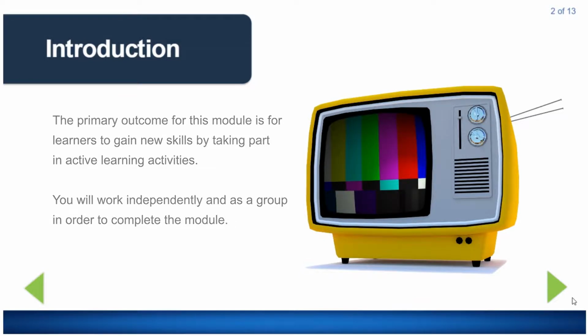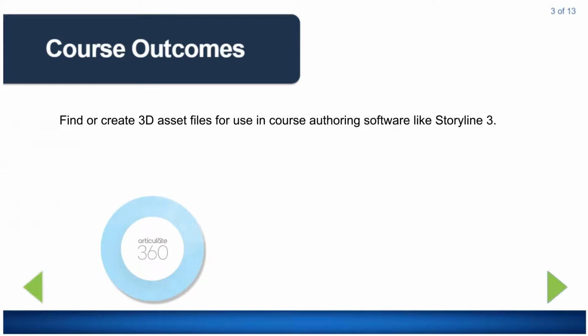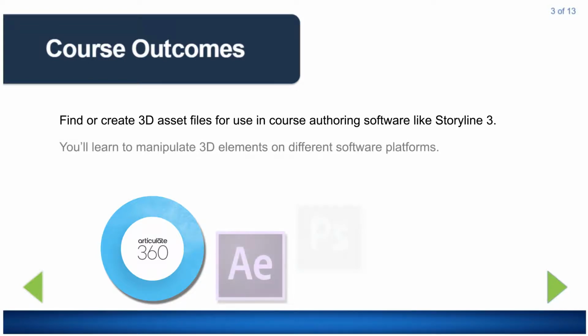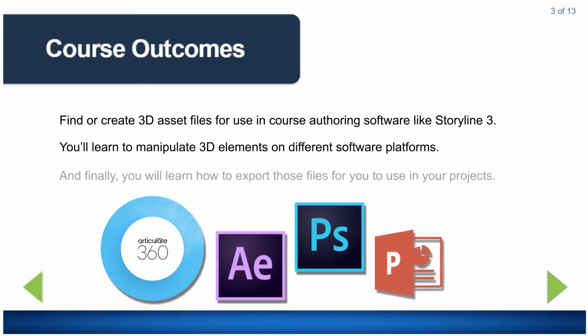You will work independently and as a group in order to complete the module. When you finish, you're going to be able to find or create 3D asset files for use in course authoring software like Storyline 3. You'll learn to manipulate 3D elements on different software platforms. And finally, you'll learn how to export those files for you to use in your projects. Mixamo and Blender are discussed in this module also.